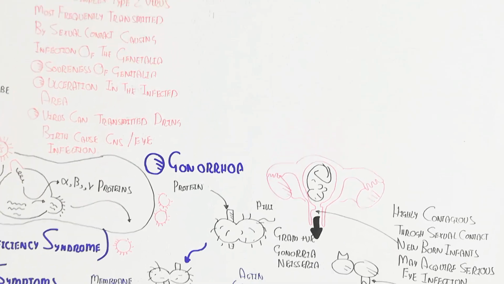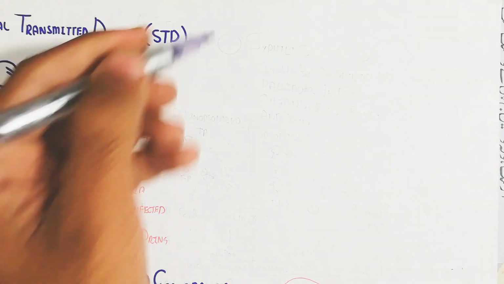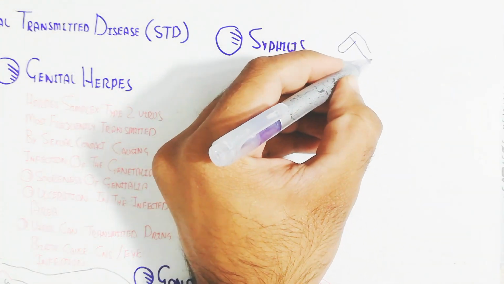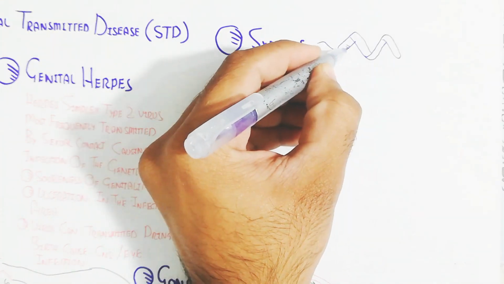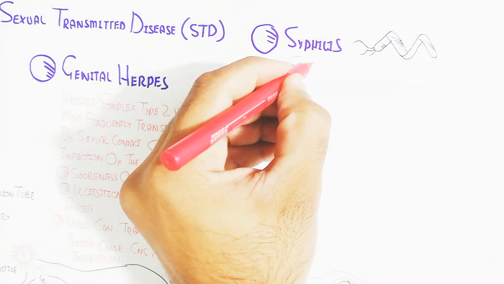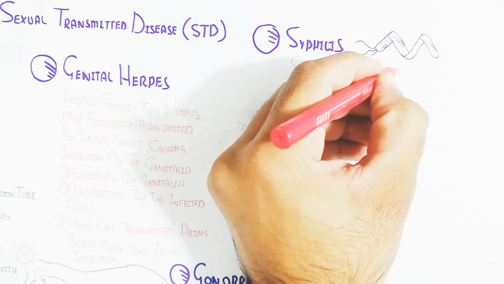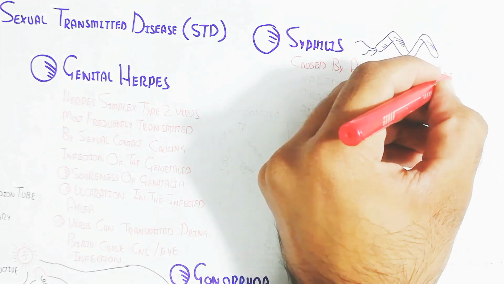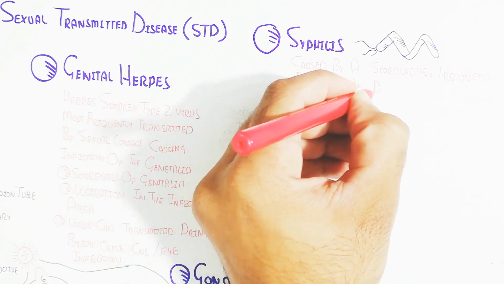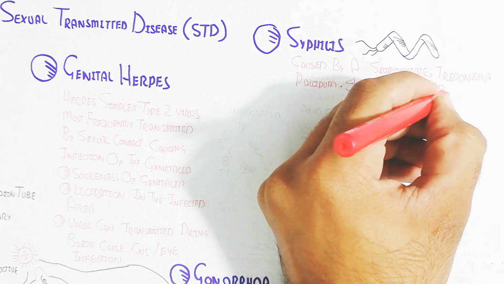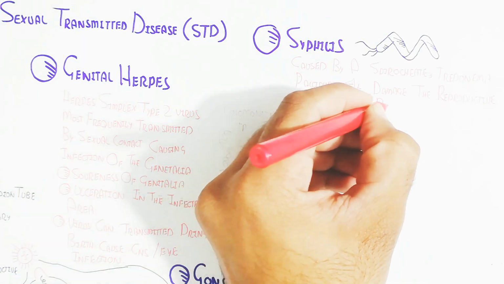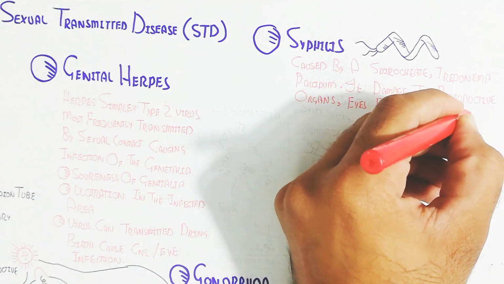Let's begin to understand the last one, syphilis. Syphilis is due to a spiral-shaped bacterium, a spirochete, Treponema pallidum, and it damages the reproductive organs, eyes, bones, joints, central nervous system, hair and skin.